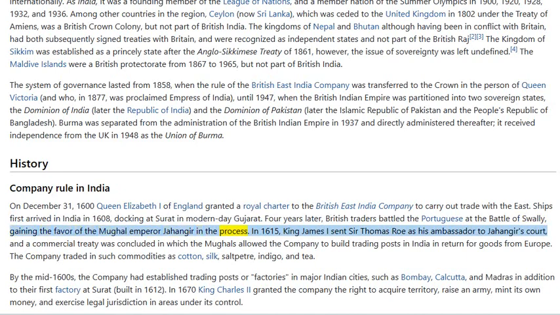Jahangir in the process. In 1615, King James I sent Sir Thomas Roe as his ambassador to Jahangir's court, and a commercial treaty was concluded in which the Mughals allowed the company to build trading posts in India in return for goods from Europe. The company traded in such commodities as cotton, silk, saltpeter, indigo, and tea.